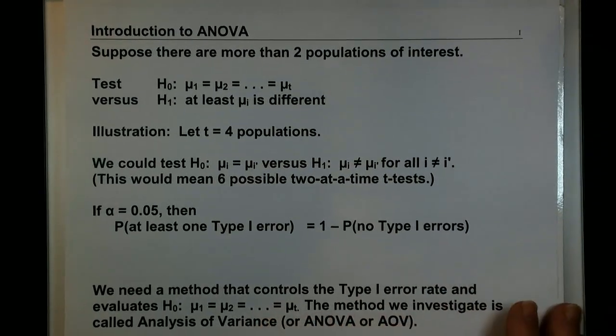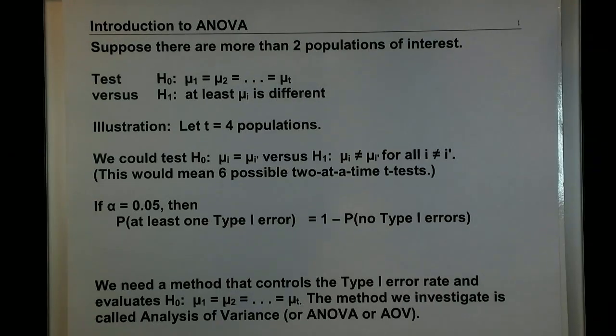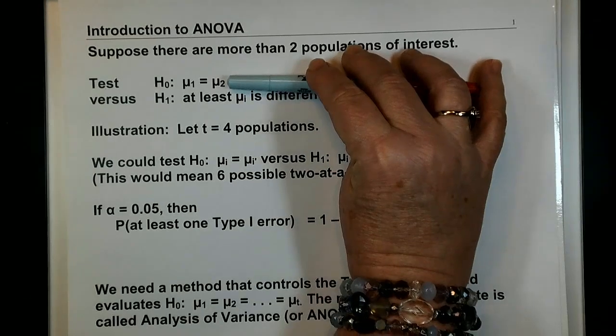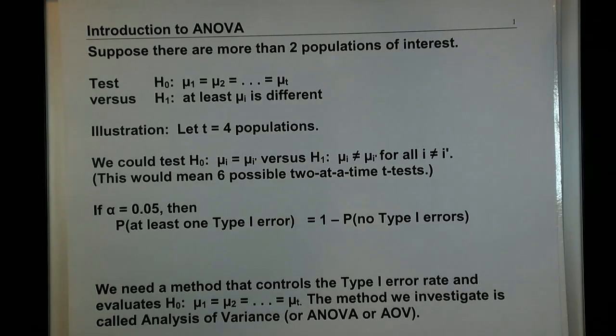So our introduction to analysis of variance. You should have seen this in your prerequisite course so that we're all on the same page with notation. Extending what we did in 5013 for two populations, where we were just comparing two means equal to each other, we write: are there T different groups that have the same population mean?